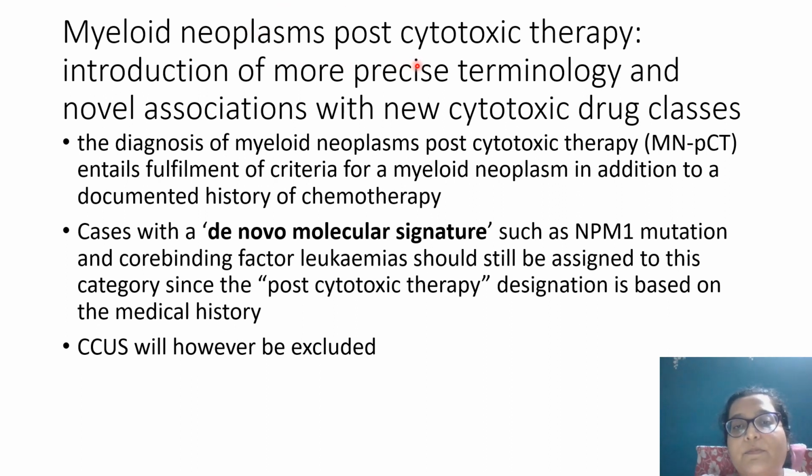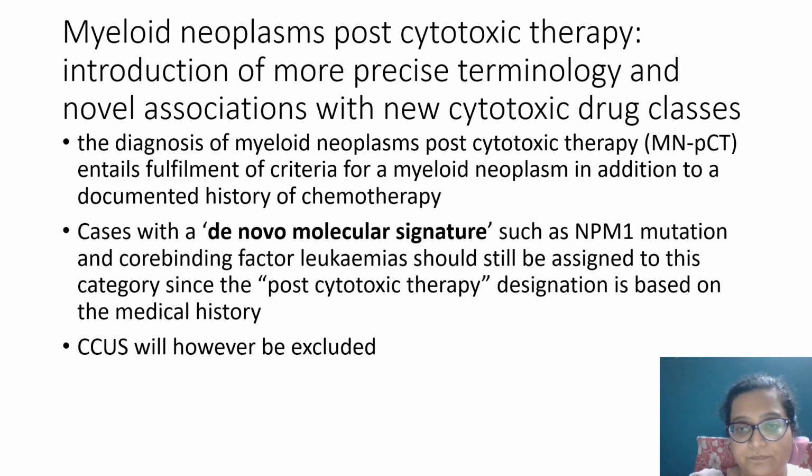So, myeloid neoplasms post cytotoxic therapy: introduction of a more precise terminology and novel associations with new cytotoxic drugs. So what comes under this? Diagnosis of myeloid neoplasms post cytotoxic therapy, that is MN-pCT, is the terminology used. It entails fulfillment of criteria for a myeloid neoplasm in addition to a documented history of chemo. A case with a de novo molecular signature such as NPM1 mutation or core binding factor leukemia should still be assigned to this category, since the post cytotoxic therapy designation is based on the medical history. CCUS will, however, be excluded.